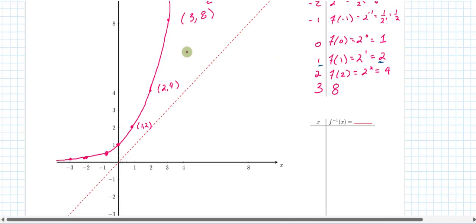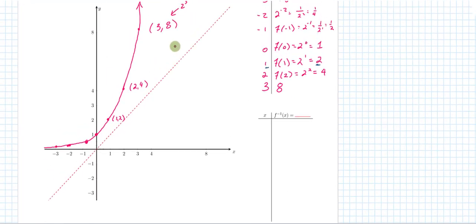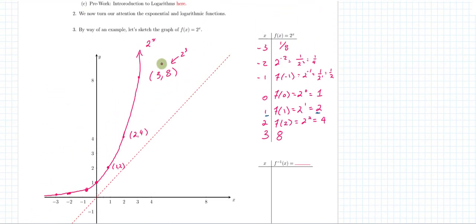But the next thing I want us to do is go ahead in number 4 here to construct the inverse function. We already know what the inverse of exponentiating is. We saw that in earlier pre-work, but even if we've forgotten, let's just go ahead and use our general knowledge of working with inverse functions.